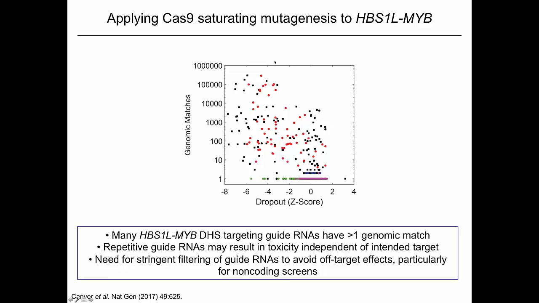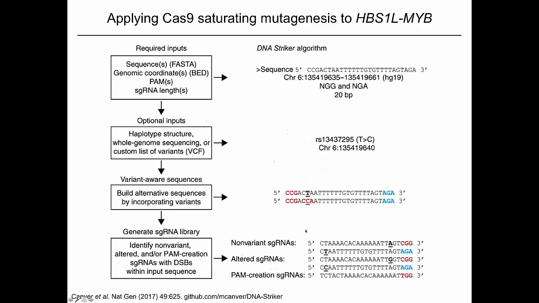And many of these guides caused cellular toxicity in a fashion that was not dependent on the actual requirement for sequences at MYB, but likely just due to frequent cleavage of the genome. So I think this highlights that when one is targeting the non-coding genome in particular, stringent filtering of the guide RNAs is needed to avoid potential off-target effects.